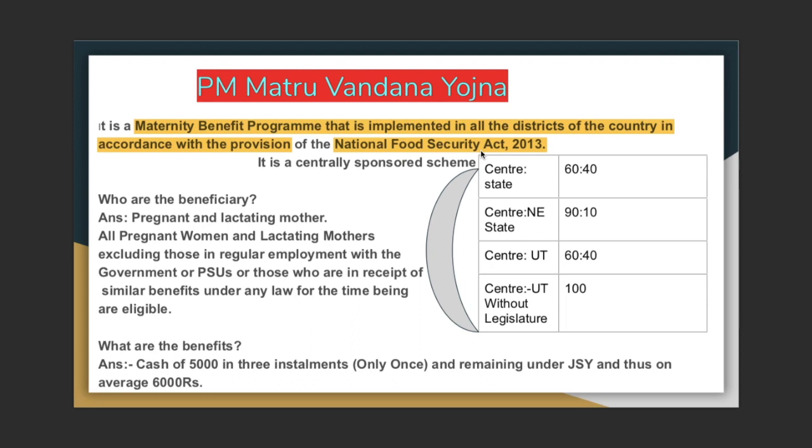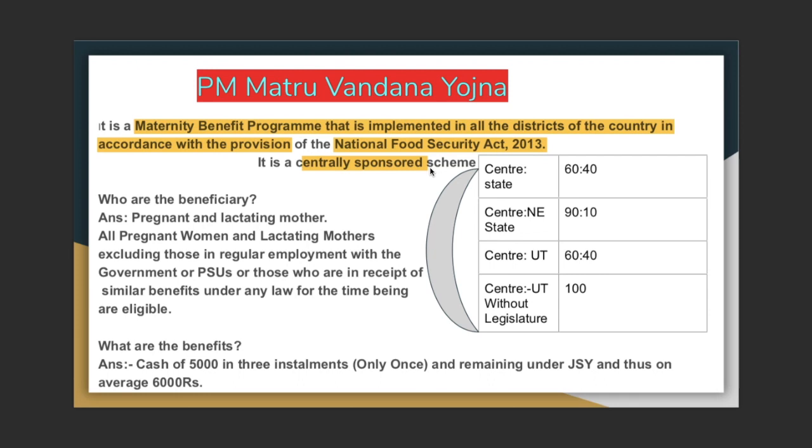Okay. Now what is the provision in the National Food Security Act? Basically you should be provided with the cereals. If you are not being provided with the cereals, then there will be a food allowance. Understood? Everything is in accordance with the provision of NFSA. Understood? Now the next thing is it is a centrally sponsored scheme.